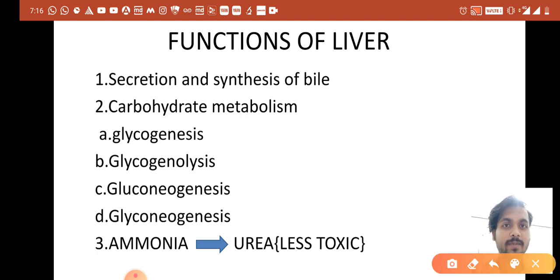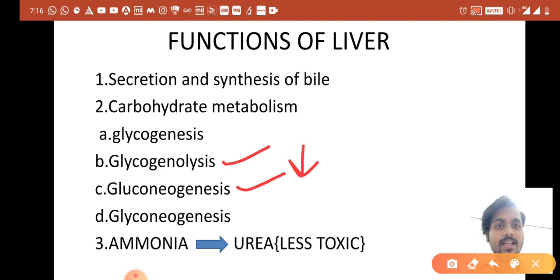Now the second type of carbohydrate metabolism is glycogenolysis. Whenever the blood glucose level decreases, the liver starts breaking down the glycogen stores. Then the third type is gluconeogenesis. Gluconeogenesis means synthesis of glucose from sources other than carbohydrate. And the last type is glyconeogenesis, which means synthesis of glycogen from lactic acid.